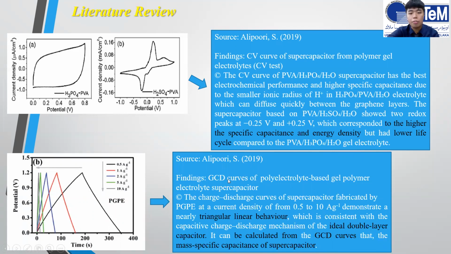The next finding is the GCD curve of polyelectrolyte based gel polymer electrolyte supercapacitor from Alipori S 2019. As we can see from this GCD curve, there's triangular linear behavior. This proves that it's consistent with the capacitive charge-discharge mechanism of the ideal double layer capacitor, which is the supercapacitor. It can be calculated from the GCD curve that the mass specific capacitance of the supercapacitor.